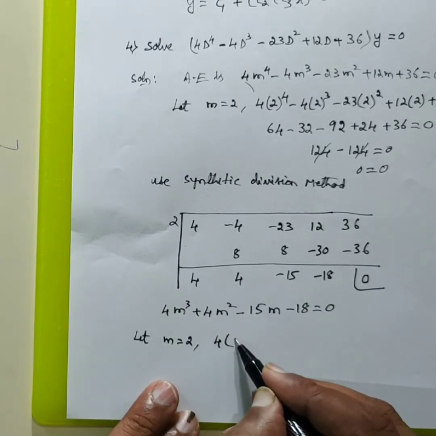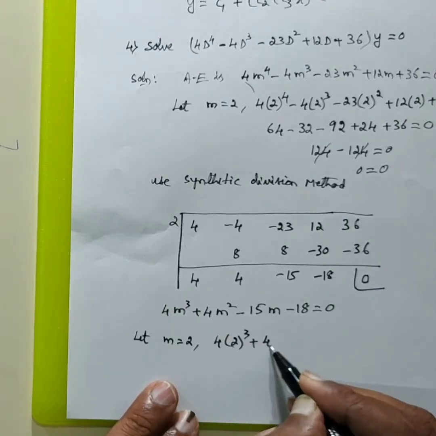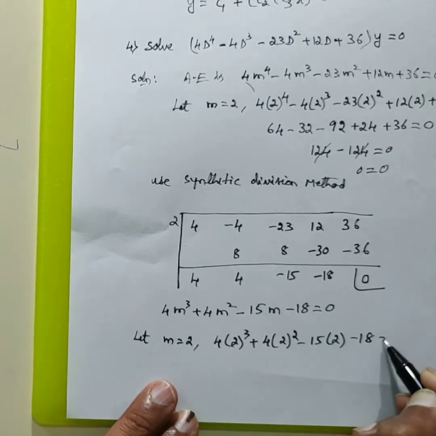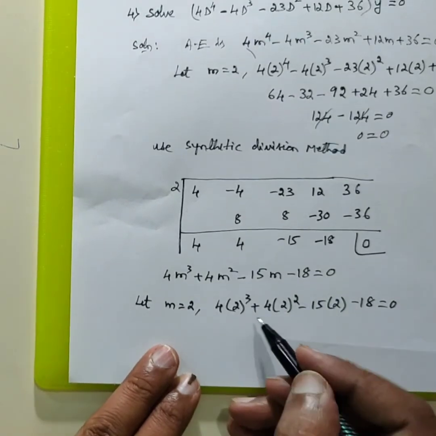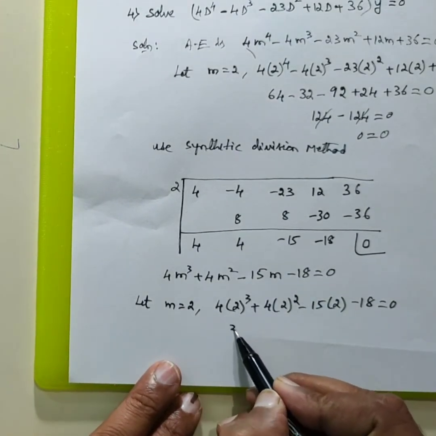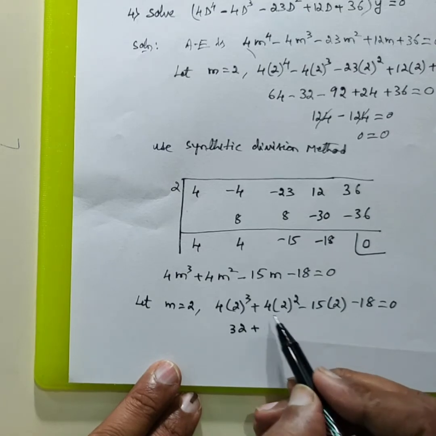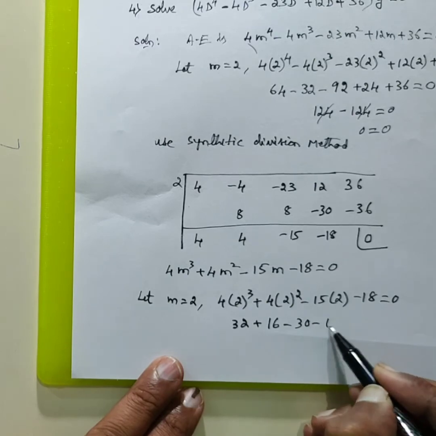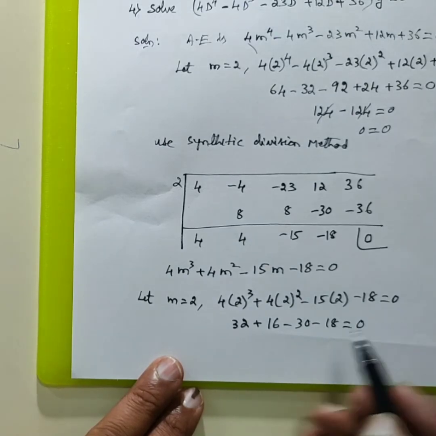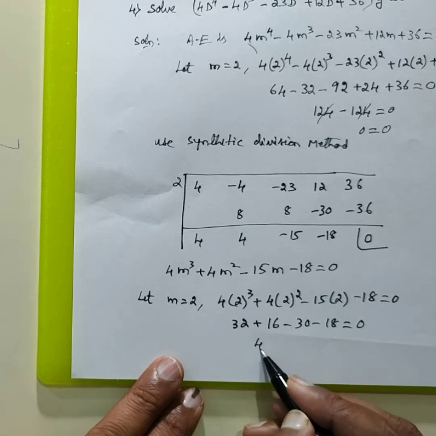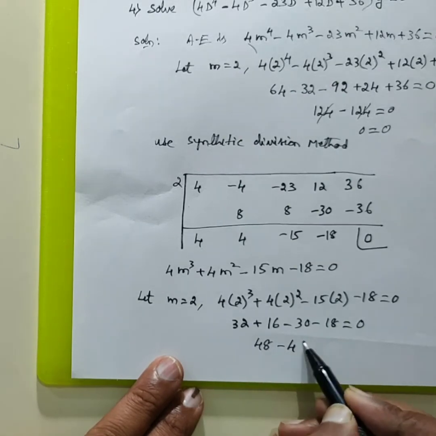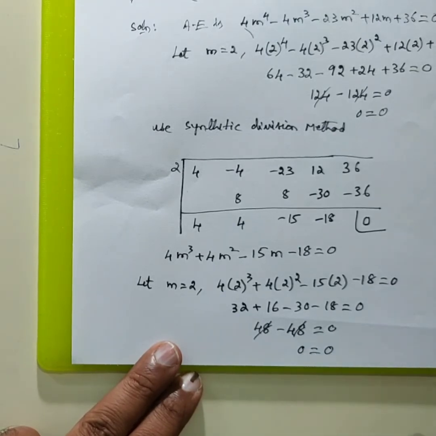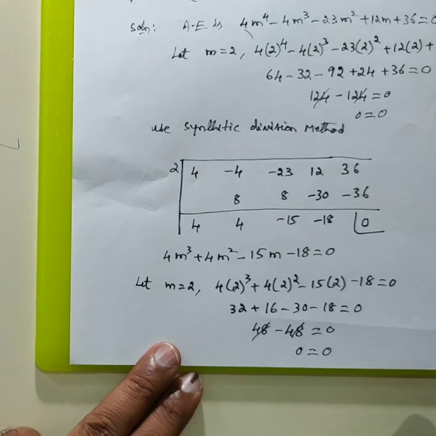So it is 4 times 2 cube plus 4 times 2 square minus 15 times 2 minus 18 is equal to 0. 2 cube is 8. 8 times 4 will be 32. 2 square is 4. 4 times 4 will be 16. 15 times 2 will be 30. Minus 18 is equal to 0. So here the positive value will become 48. Here the negative values will become 48. So plus 48 minus 48 will get cancelled. You'll get 0 equals 0. Which means that m equals 2.